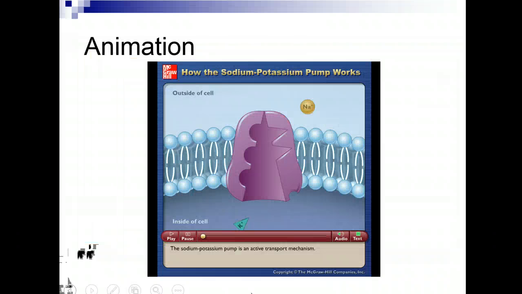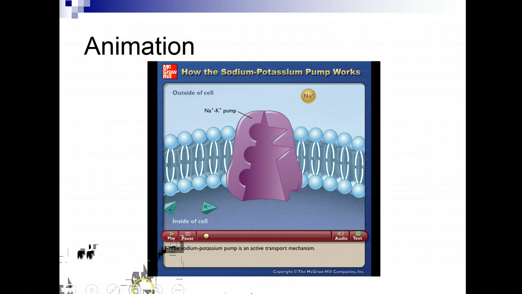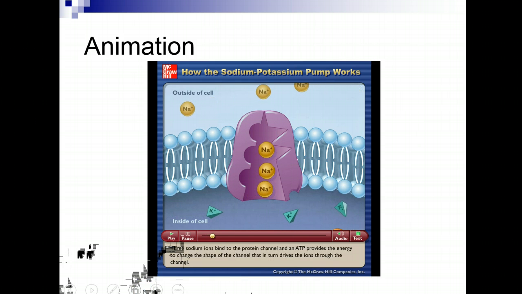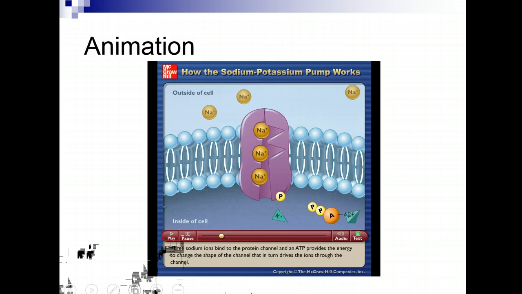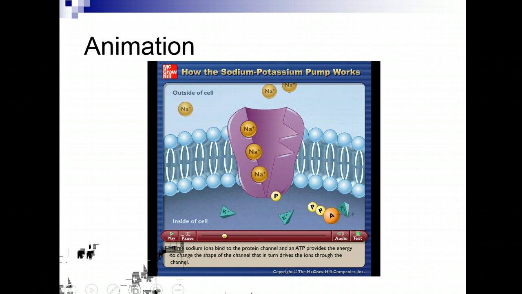Let's look at an animation of how the sodium-potassium pump works. This is an example of active transport. The sodium-potassium pump is an active transport mechanism. 3 sodium ions bind to the protein channel, and an ATP provides the energy to change the shape of the channel that in turn drives the ions through the channel.